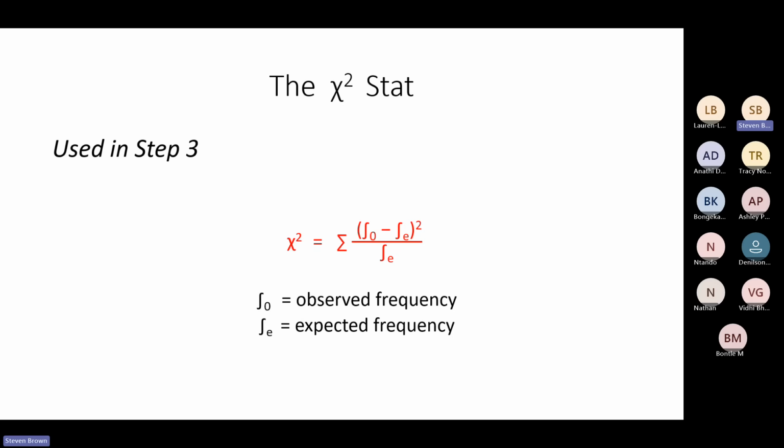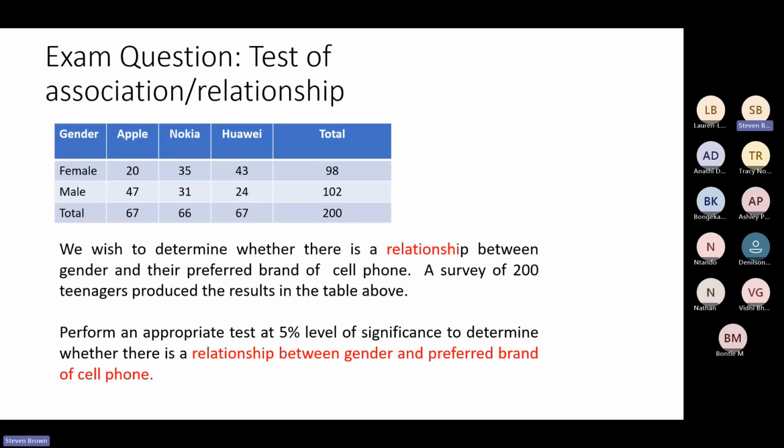One is expected frequency, one is observed frequency. That doesn't mean a lot at this stage. So let's take an immediate exam example and go through the process. All right, so an exam question, a test of a relationship.